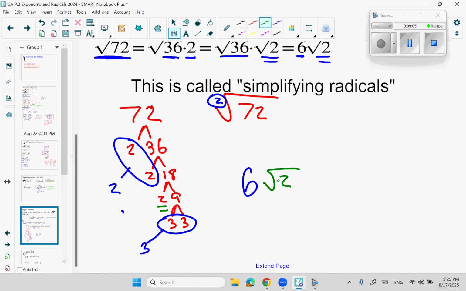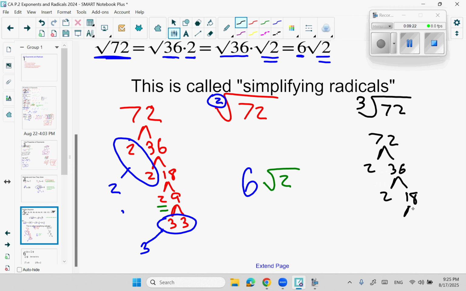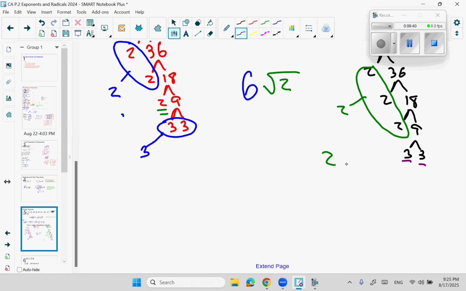Now, I like this trick because it works for square roots, but it also works for cube roots. So, for example, let's do the cube root of 72. You can follow the exact same process to 36, to 18, to 9, 3, and 3. Now my index is 3, so I want 3 of the same number. That gets taken out, and that goes outside the radical. Anything not circled, in this case 3 and 3, stay underneath the radical.